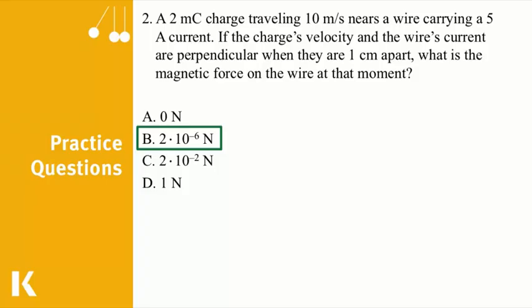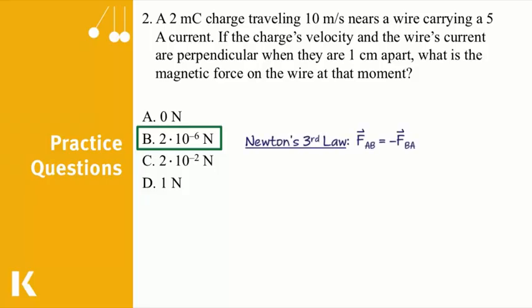To determine this force, we must first determine the magnetic field at this point 1 centimeter away from the wire. Then we must determine the force on that 2 millicoulomb charge as it travels through that magnetic field. This will tell us the force on that charge as it travels near that magnetic field. However, the question asks us about the magnetic force on the wire at that moment. And here's where it's important to remember Newton's third law. For every action there is an equal and opposite reaction.